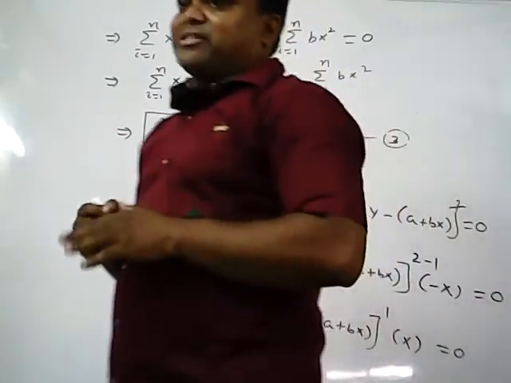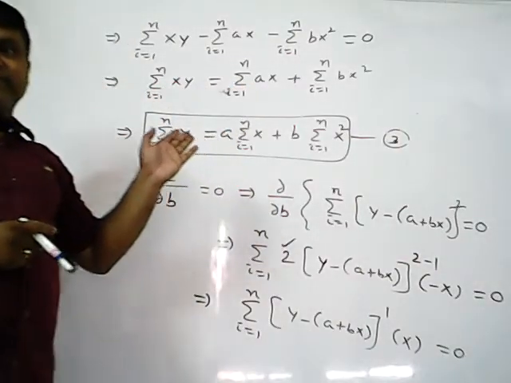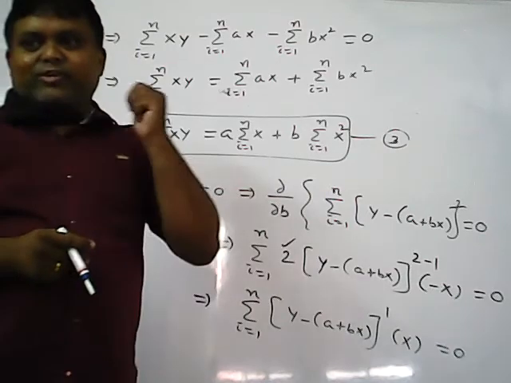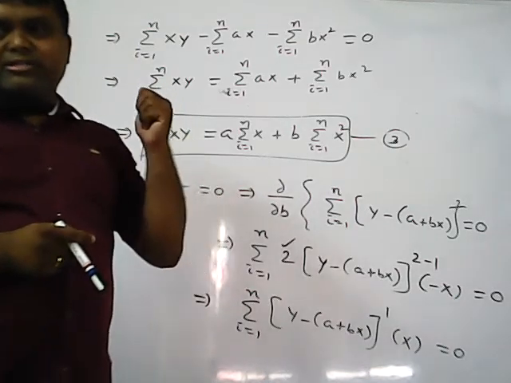Derive the normal equations of a straight line. A straight line has how many normal equations? A straight line has 2 normal equations. The first one, equation number 2, you already got. What is the second equation?